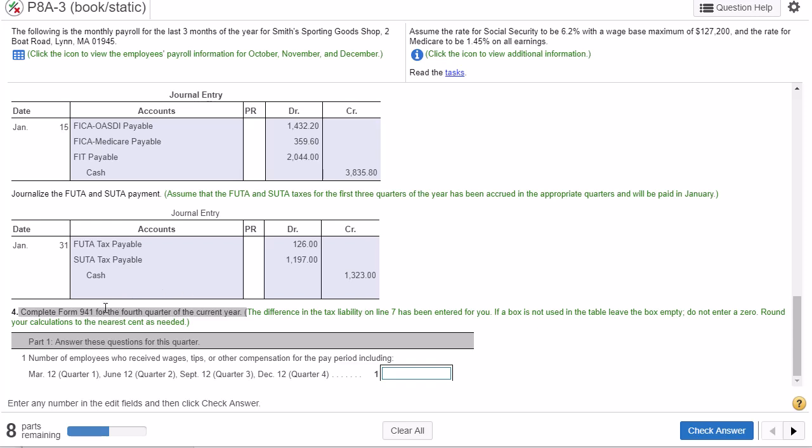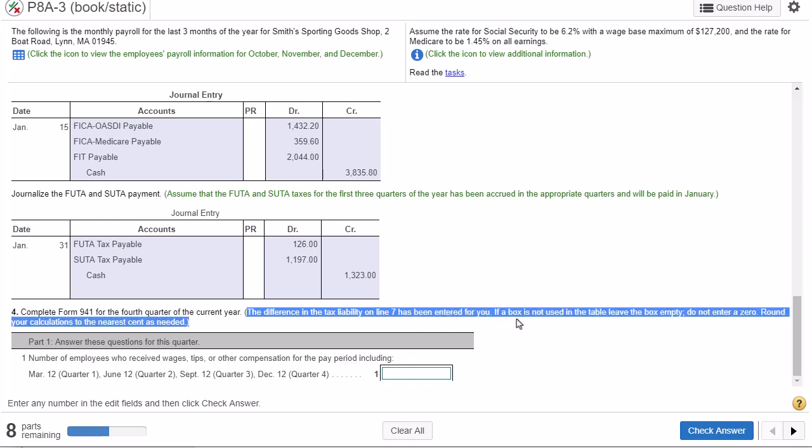Step 4, we're now going to complete Form 941 for the fourth quarter of the current year. And notice the authors are being too nice to you. It says the difference in tax liability on line 7 has been entered for you. If a box is not used in the table, leave the box empty. Do not enter a 0. Round your calculations to the nearest cent as needed.